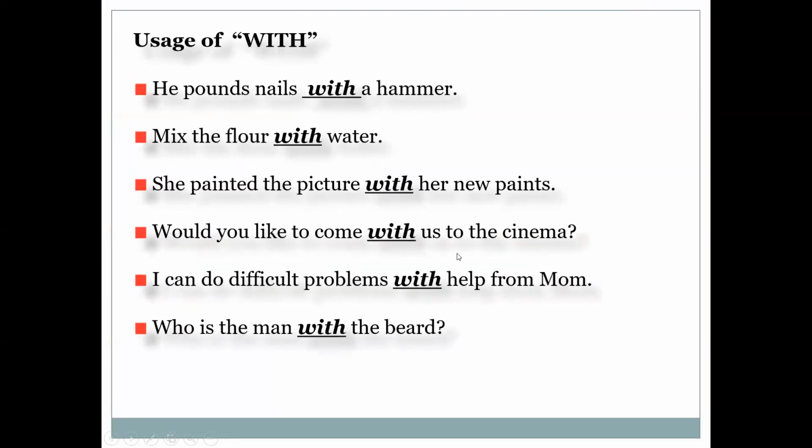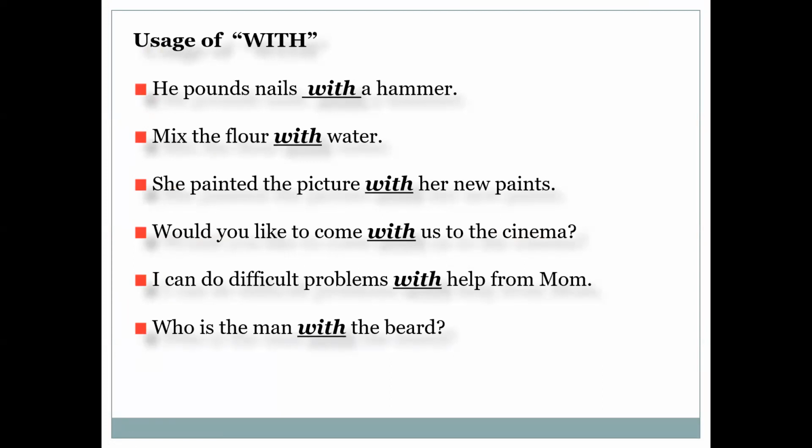Next, with. With is another preposition which you need to use with caution. He pounds nails with a hammer. With what? With a hammer. Mix the flour with water. What should I mix with the flour? You mix the flour with water. She painted the picture with her new paints. Would you like to come with us to the cinema?